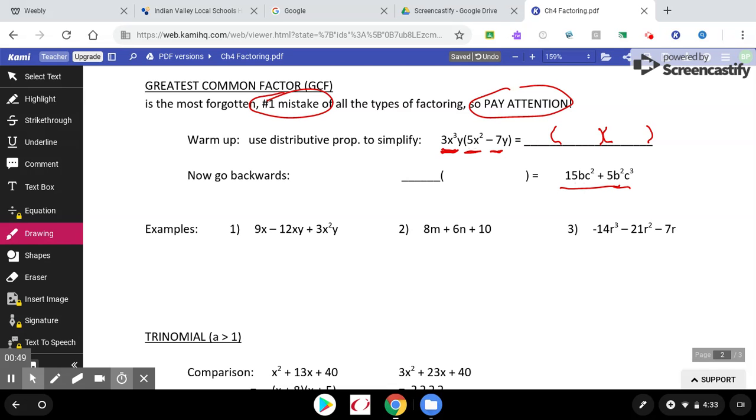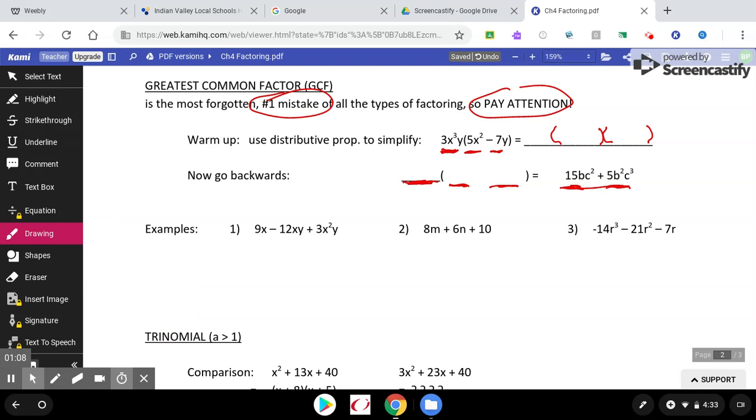But again, the point being, for greatest common factor, you put one term out here in front, and then however many terms were in the problem. So I see two terms in the problem. That means I will put two terms in there. Let me change up, get a different color.